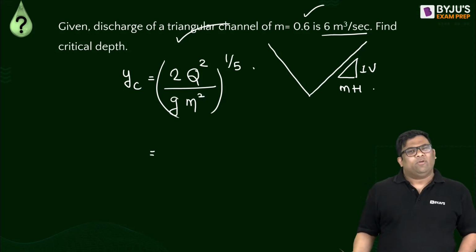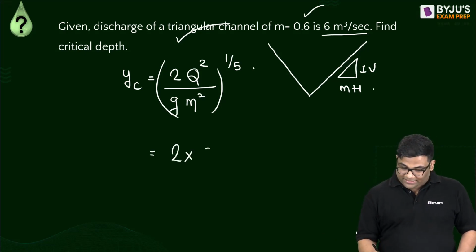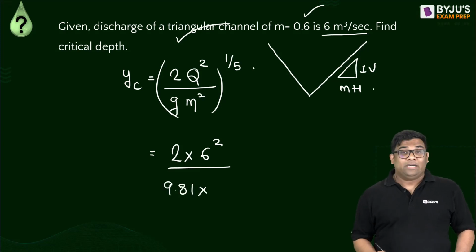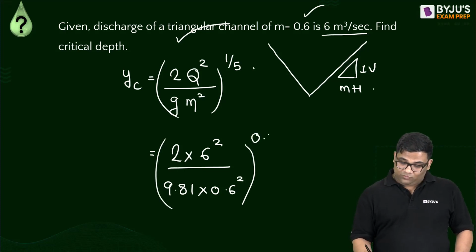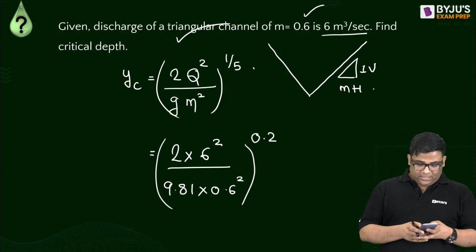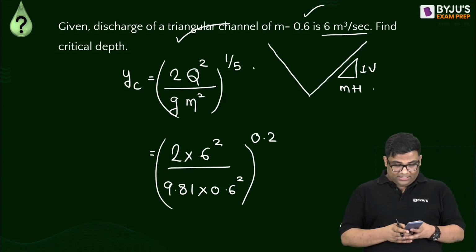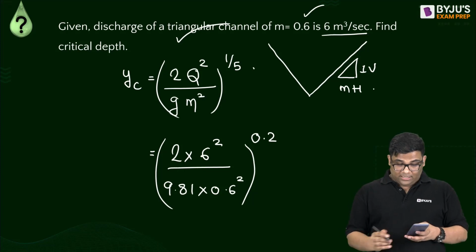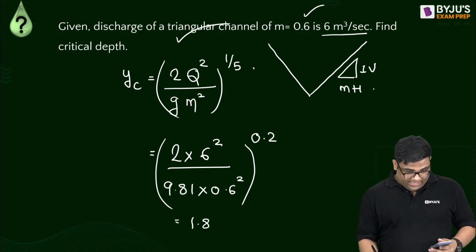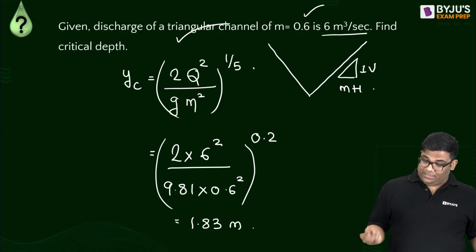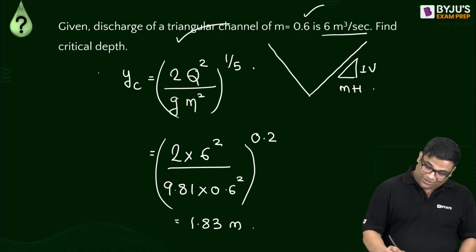You have to just put in the equation. So 2 into q square, meaning 6 square, divided by g, which is 9.81, into m square. M is 0.6, so 0.6 square. And then to the power 1 by 5, which is 0.2. Let us solve this question. 6 square divided by 0.6 square, multiplied by 2 divided by 9.81, and then I'll take a power of 0.2. I'm getting 1.83 meter as the critical depth. Yes, you can easily solve this question.